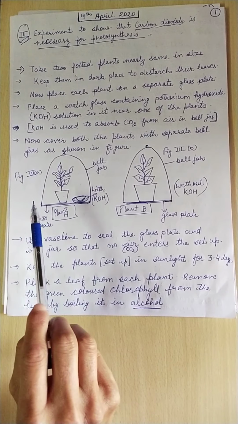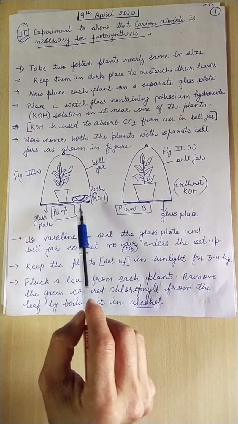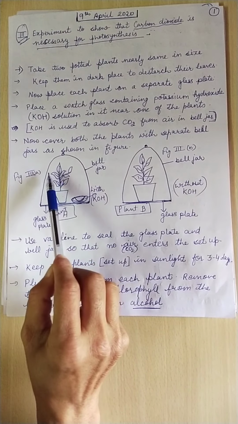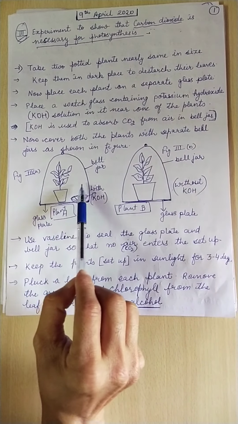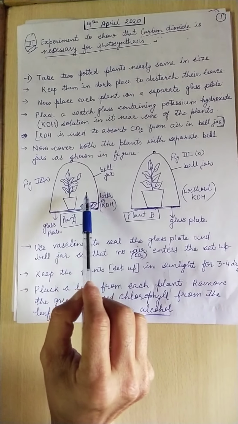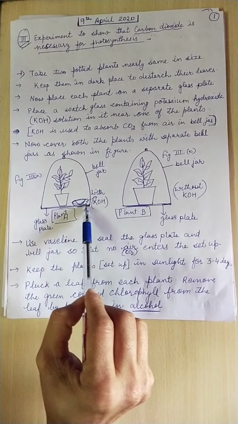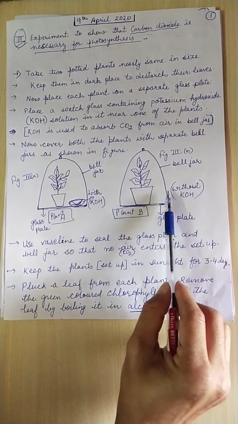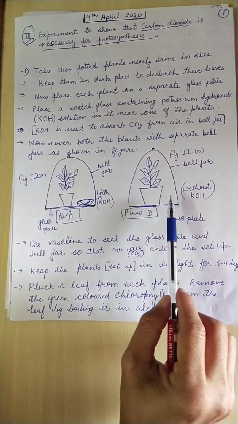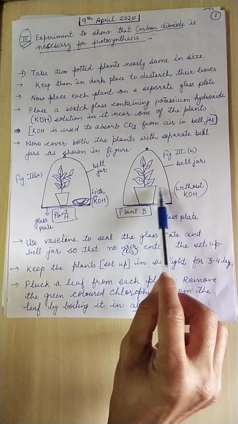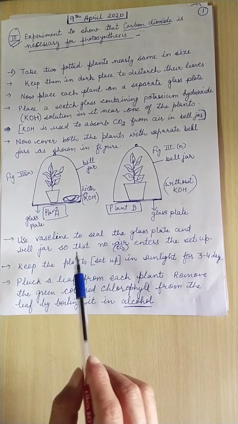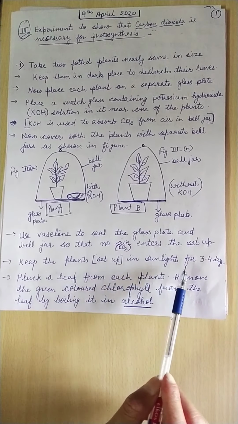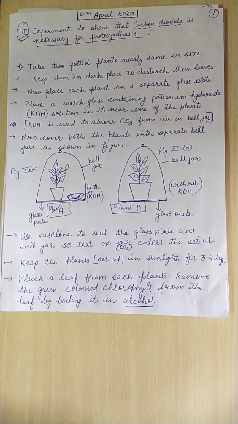Now what will happen? In setup A, there is potassium hydroxide, so the air or the carbon dioxide which is present in the bell jar will be absorbed by the potassium hydroxide solution. But in setup B, there is no potassium hydroxide solution, meaning there is carbon dioxide within the bell jar. Now, after doing this, we need to keep the plants in sunlight for 3 to 4 days for normal photosynthesis to happen.